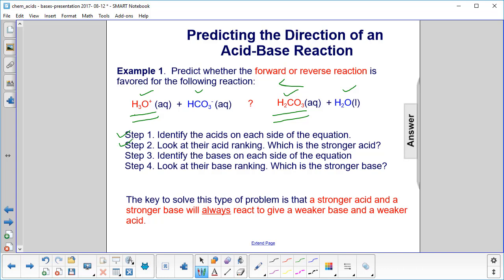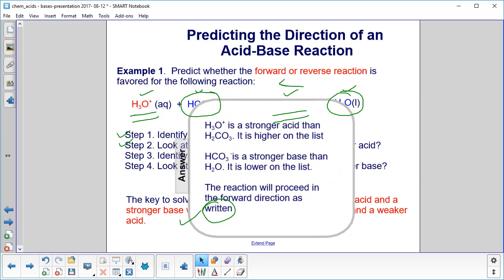Now identify the bases. Well, here's a base, hydrogen carbonate, and here's the other base, right? Because they each accept a hydrogen going in the opposite direction. Look at their base ranking. Use the table from the previous slides, and which is the stronger base. Remembering the key to solving this problem is a stronger acid and a stronger base will always react to give a weaker base and a weaker acid. So take a few seconds to come up with your answer, and then we will pull out the answer tab. Okay, here we go.